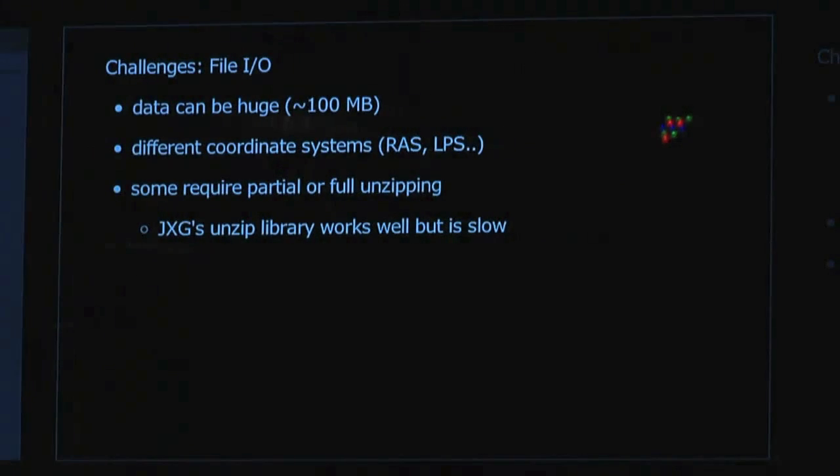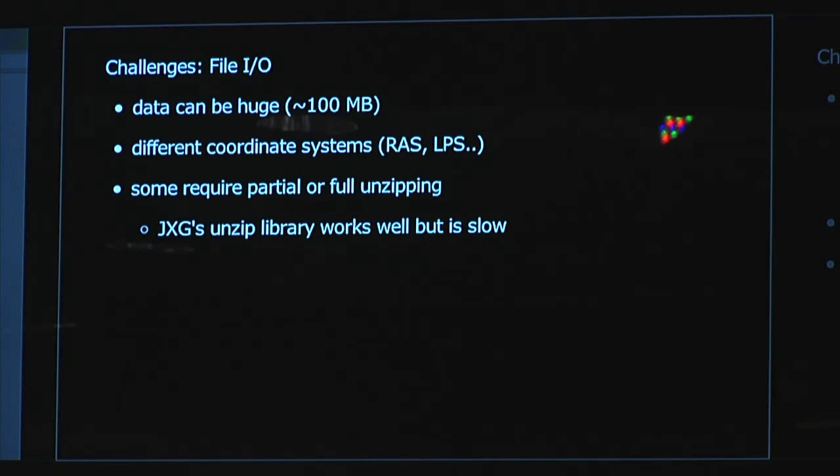There were some challenges during development. First, the file input and output. Our data can be huge for web purposes, sometimes around 100 megabytes. The data can be in different coordinate systems. For example, right anterior superior, which is a right-handed coordinate system, or left posterior superior, which is the opposite, a left-handed coordinate system, and we had to adjust so that everything fits well together when being rendered. Another problem was that some data requires partial or full unzipping.